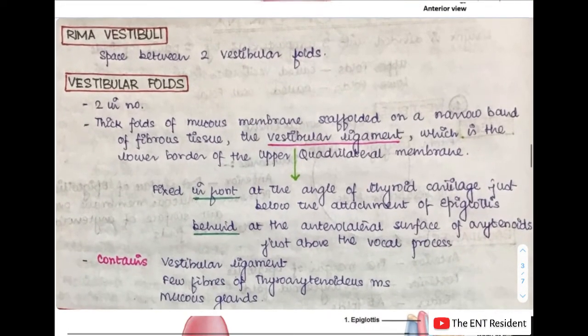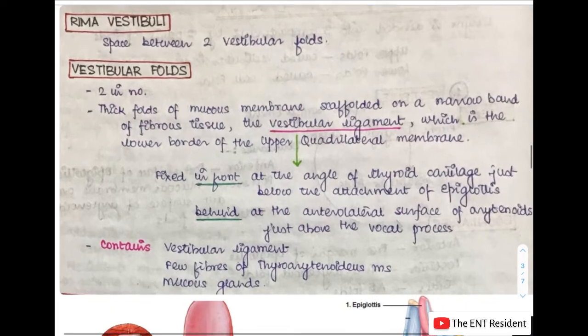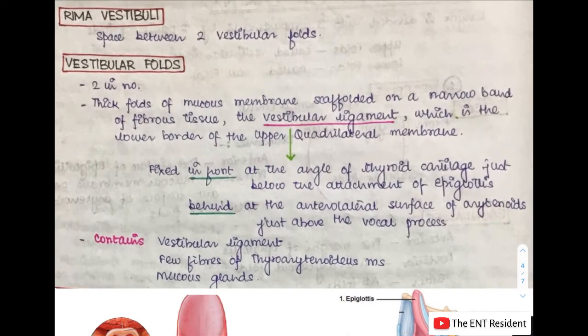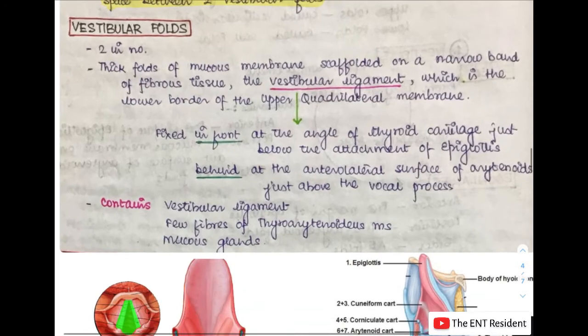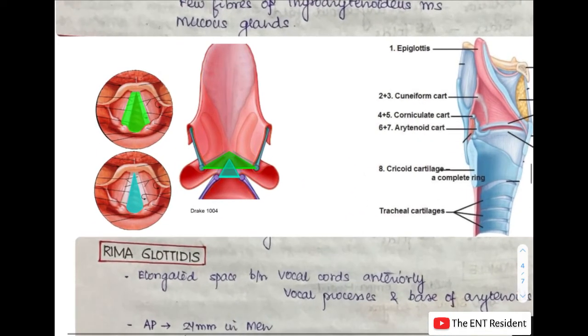So next we come to some particular parts about these compartments of the larynx. First we'll talk about Rima vestibuli. What is this Rima vestibuli? It is a space which is lying in between the two vestibular folds. You can see in this picture over here, the part which is shaded in green is the space in between the two vestibular folds. As you can see here, this is the vestibular fold and this is the vocal fold. So the space in between these two vestibular folds is the part which we are calling Rima vestibuli.